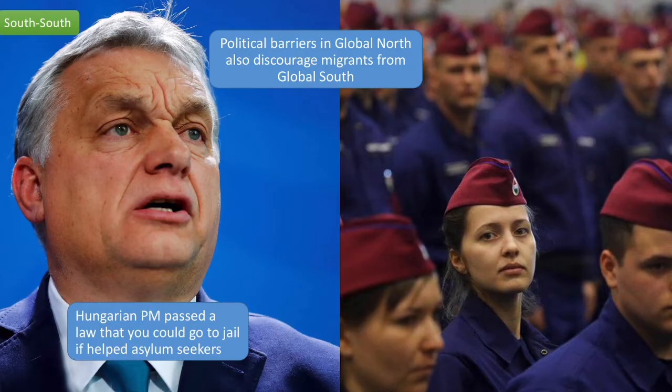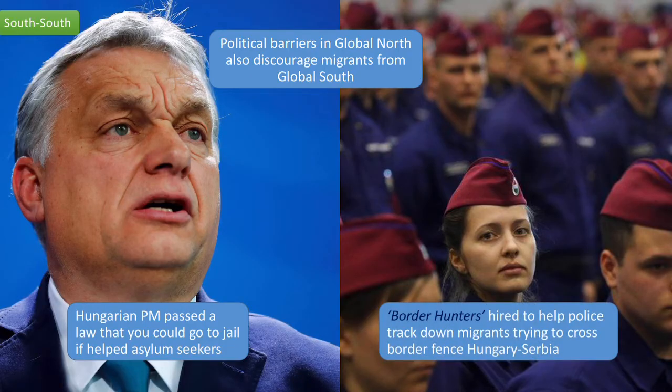This was, again, a law that contravened EU law, so it was a really controversial moment at the time. In the same country, they also even hired people called border hunters. So they would be normal citizens that were there to help the police patrol that borderline, track down any migrants, and essentially kick them back across the fence, back into Serbia. So these are really significant political barriers that people would find out about, and therefore be discouraged from going from that global south to places like Hungary, which would be considered in the global north.